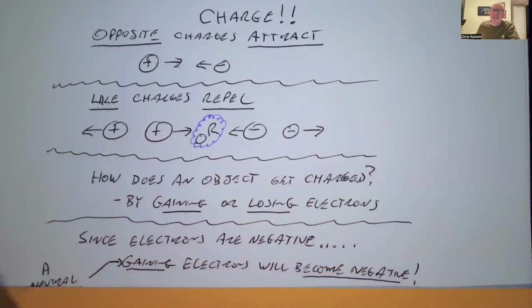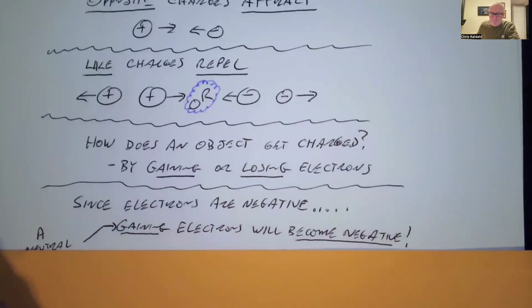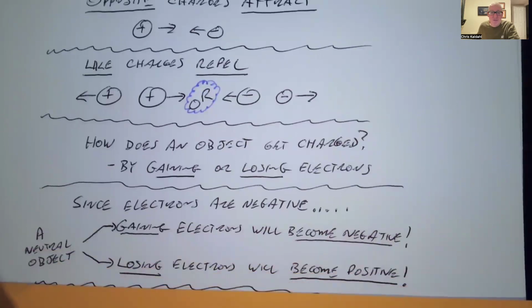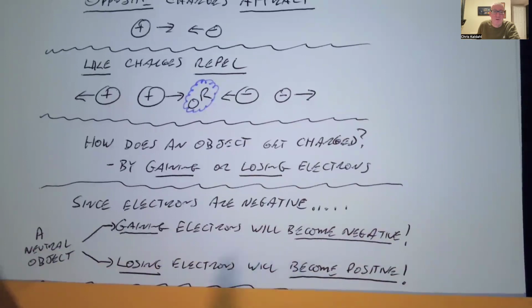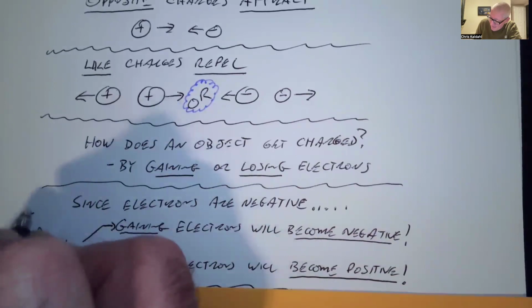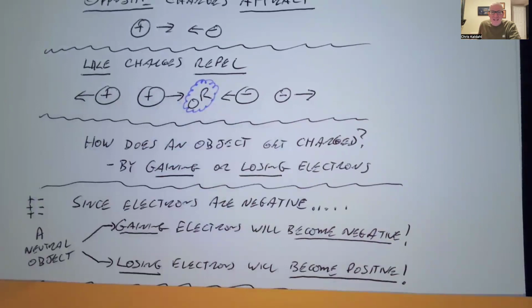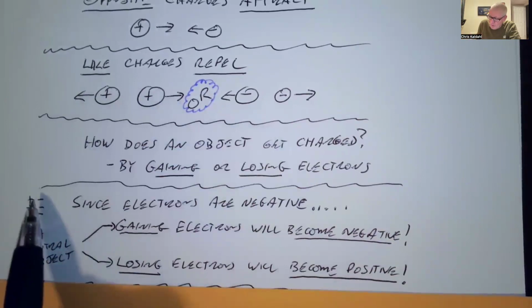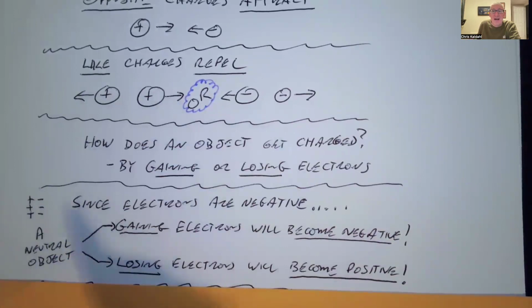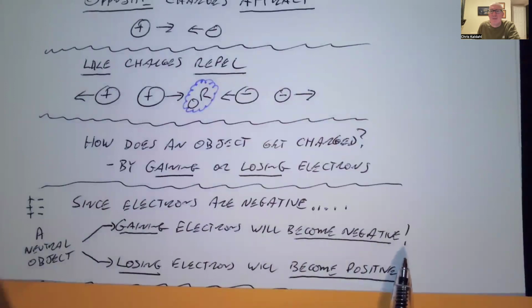But since electrons are negative here, what we want to remember, and this is always tricky for students sometimes, so be real careful. So if we have a neutral object, remember a neutral object is going to have the same number of positives and negatives. All right. If I gain electrons, well, if I throw a couple more electrons on here, since electrons are negative, I would have more negatives than positives. So gaining electrons, even though it's sort of counterintuitive, means that the object is becoming negative if we're starting out with a neutral object.